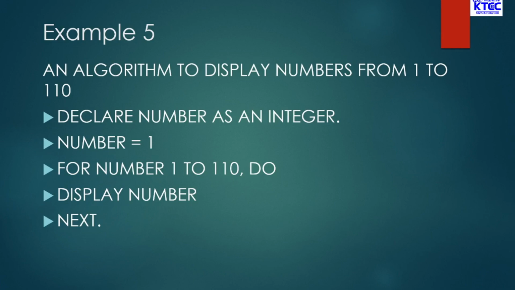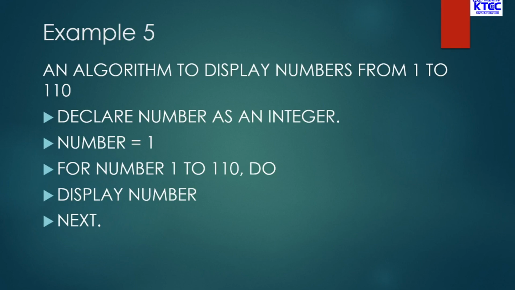So an algorithm to display numbers from 1 to 110. We could have written, if it is in Python, print 1, print 2, print 3, print 4, up to print 110. That is too much for us, right?